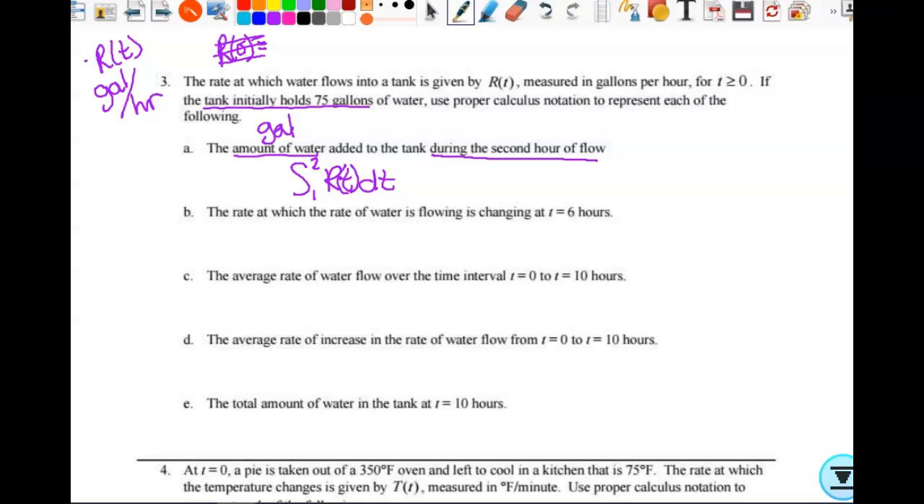2 to 2 would be 0. You're right. That's very good. All right, now we're looking for the rate. So this is a rate, but the rate at which the water is flowing is changing. So if I want the rate of the rate, what do I do with R of t? Derivative. So I want R prime of what? 6, because it's at 6 hours.